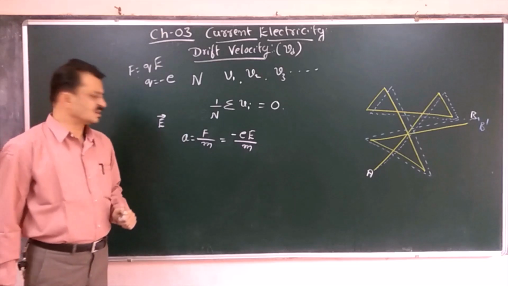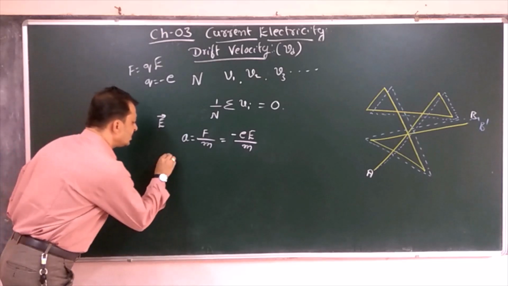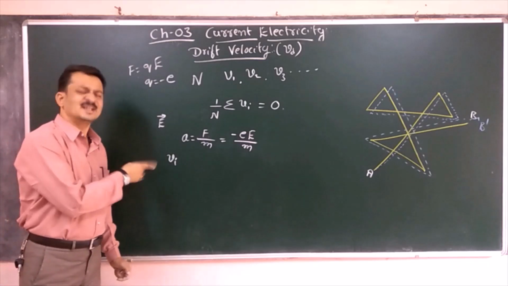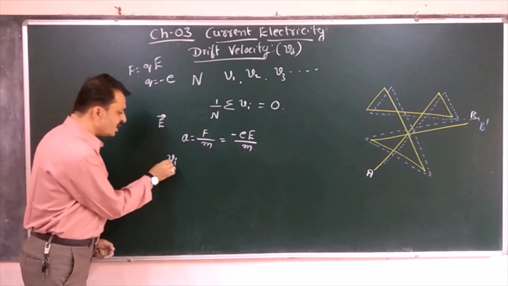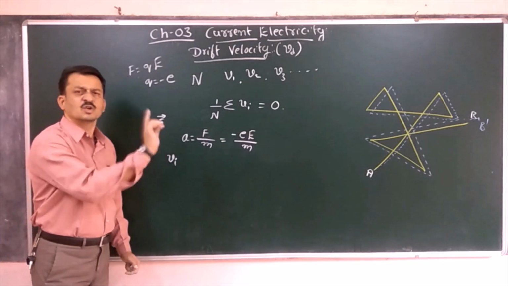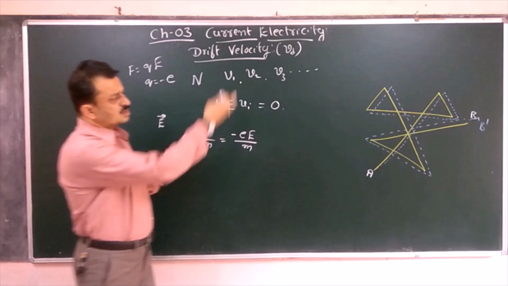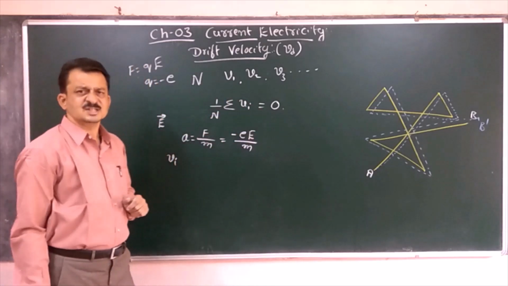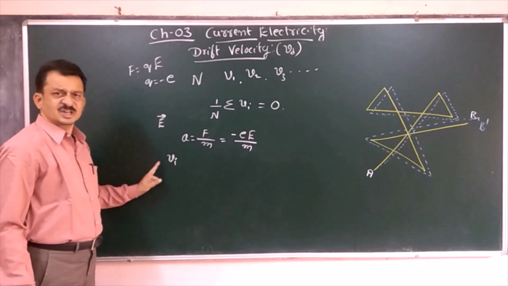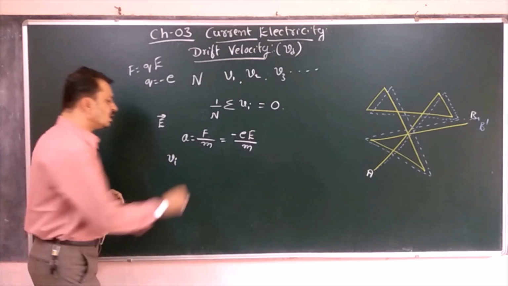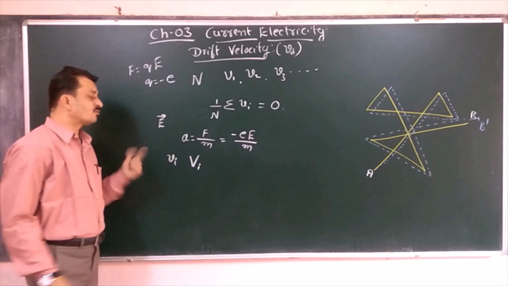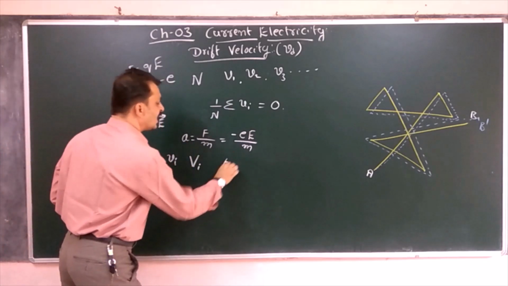Now once again consider the ith particle. If small vi is the initial velocity of the ith particle, that is the ith electron, the initial velocity after a certain collision. So the electron is undergoing so many collisions. After a certain collision, if small vi is the initial velocity of the electron and capital Vi is the velocity after a time Ti.